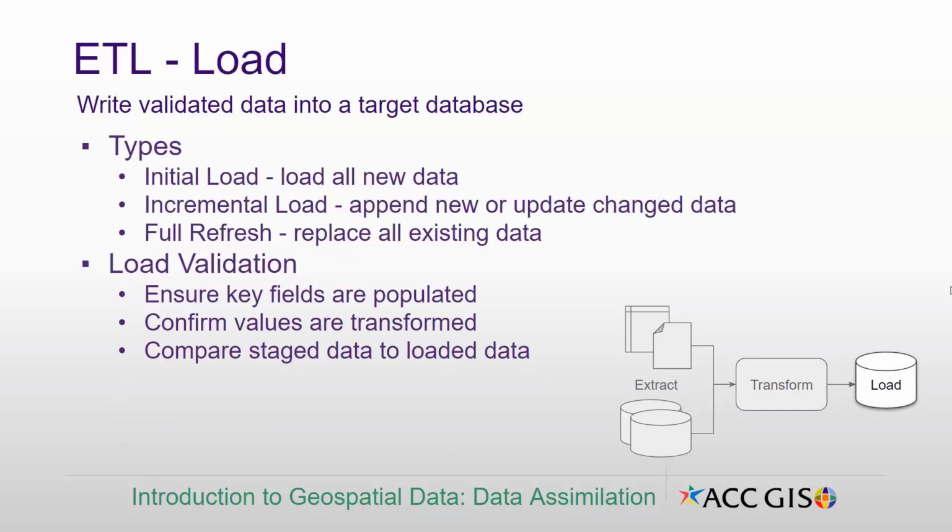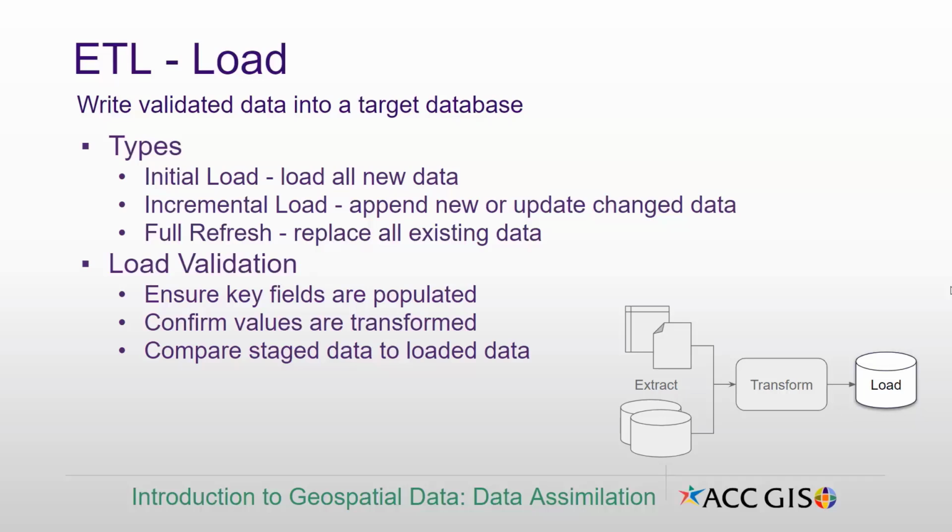The last step of the ETL process is load, where we write validated data into a target database. And there are different types of loads. There's initial load, incremental load, and full refresh. An initial load is where we're just loading all new data. You can imagine if Austin Community College started a new process where we needed to communicate with all of our students, for example, we might do an initial load where we take all 70,000 students and load them into the database. An incremental load is where we append new or update change data.